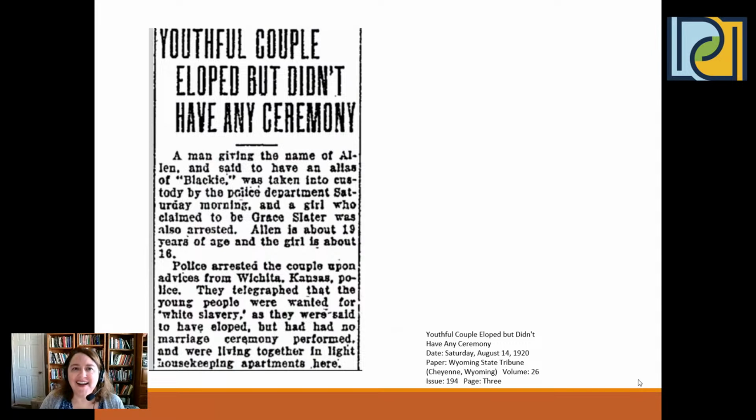So all kinds of information is printed in the newspaper. It used to be you couldn't do anything without it appearing in the newspaper. Like this one that talks about a youthful couple that eloped, but they didn't have any ceremony. And so there might be some shenanigans going on there. So that's a good example of what might be out there.